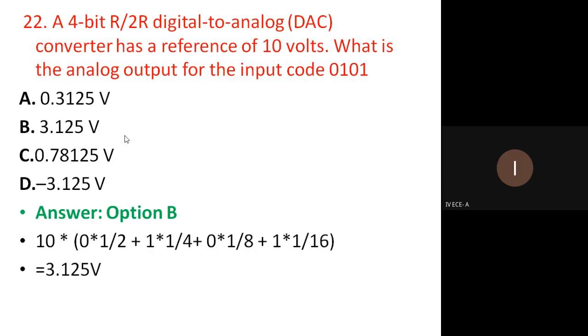The option is B. The basic formula is full scale voltage 10 times, MSB value 0 into 1/2, plus 1 into 1/4, plus 0 into 1/8, plus 1 into 1/16. So we get 3.125 volts. So option B is the answer.